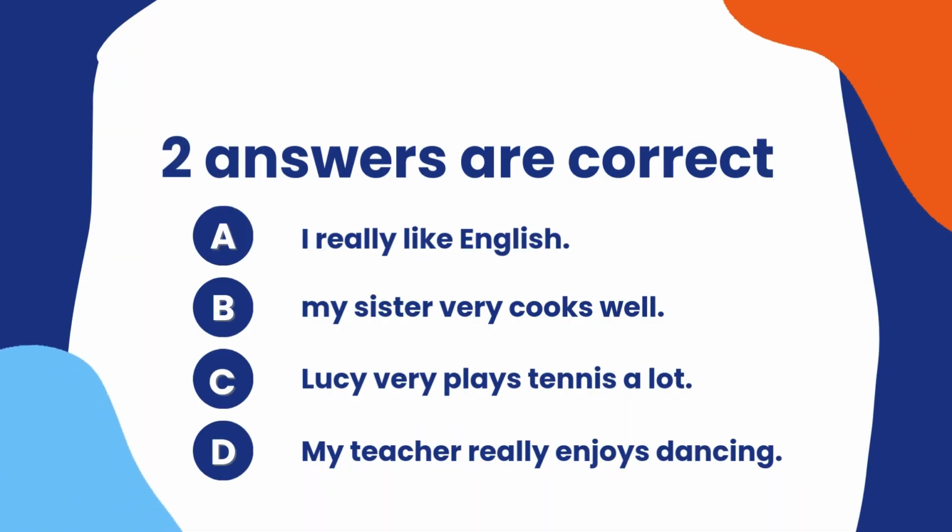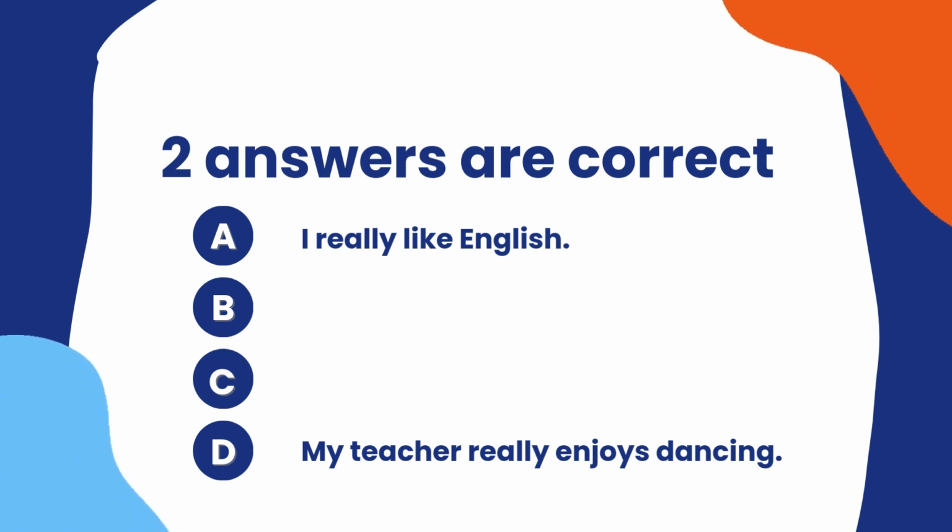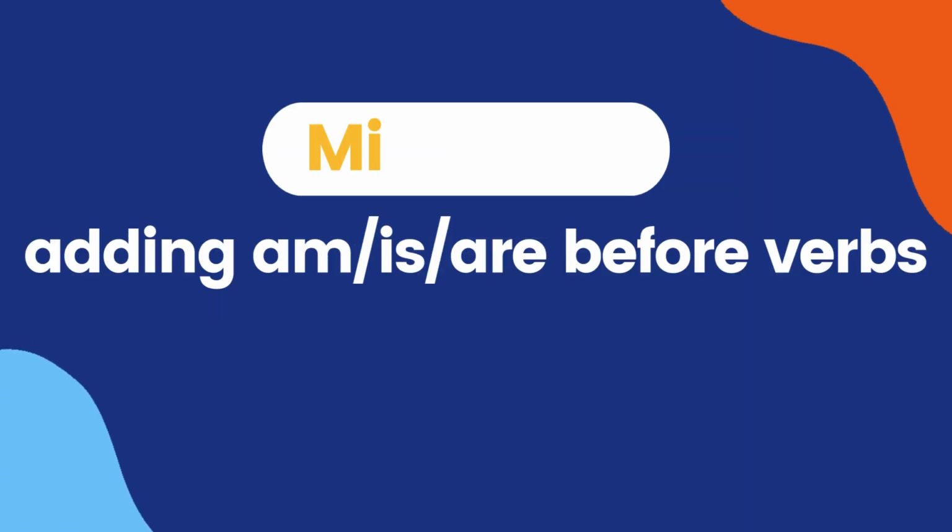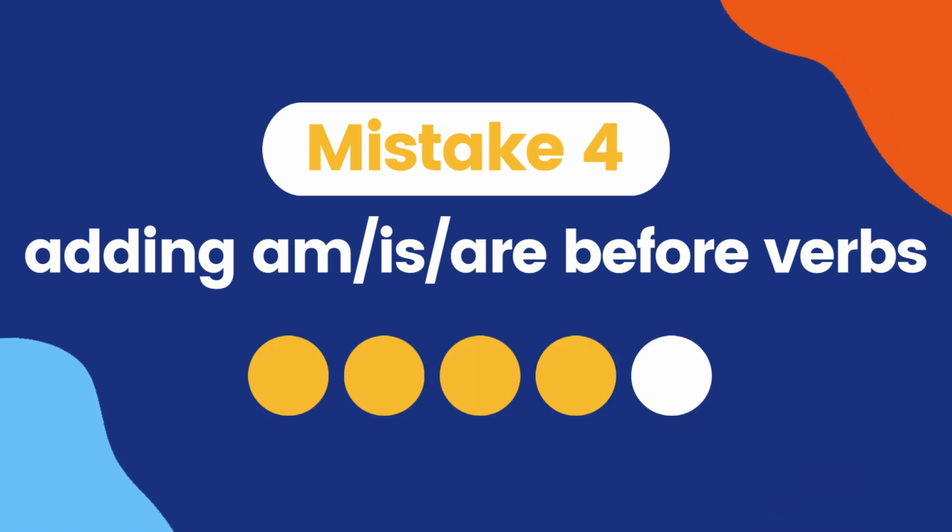Here are 4 sentences, but only 2 answers are correct. Can you spot the correct ones? That's right, it's A and D. Well done. Mistake number 4, adding am, is, or are before action verbs.